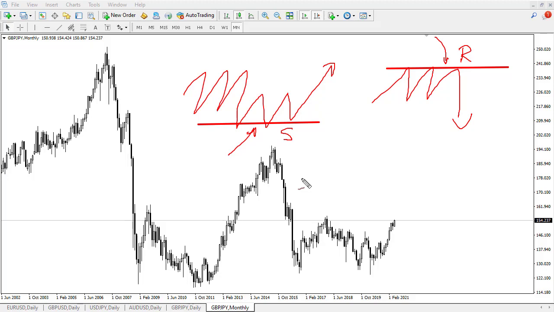Now, there are various ways to think about support and resistance, but the one thing that you need to keep in mind is that quite often it is not a specific number. So for example, it's very rare that price will stop at 130 right on the pip and then turn around. That's generally not how it works.